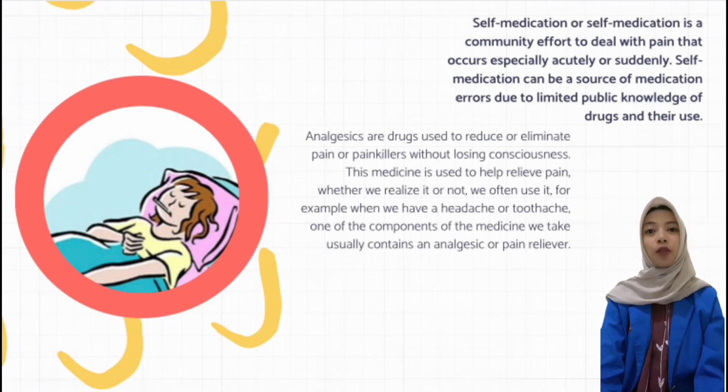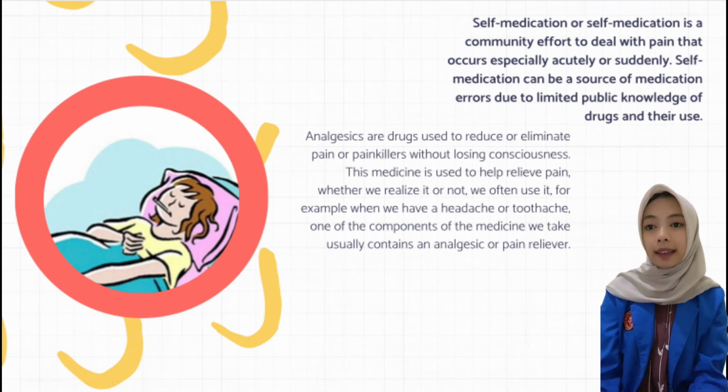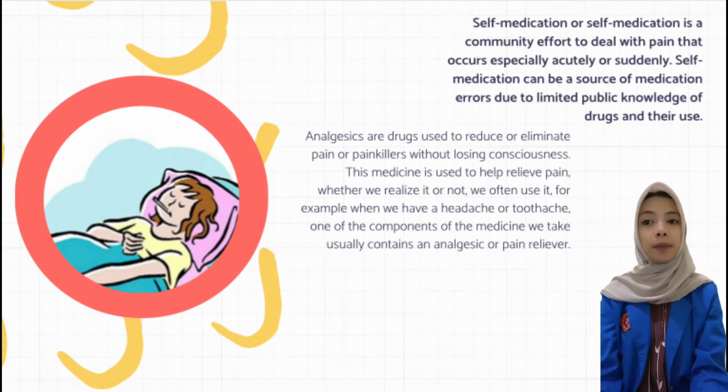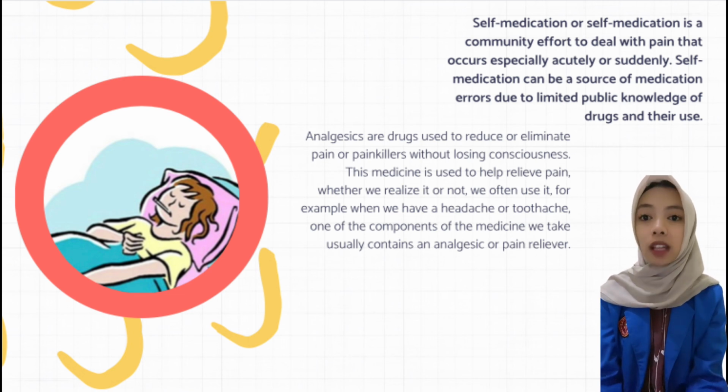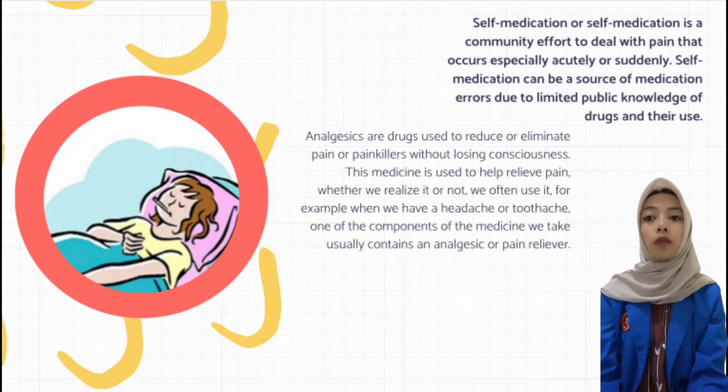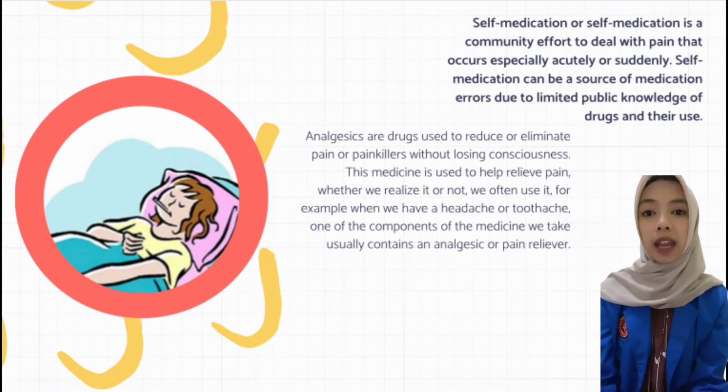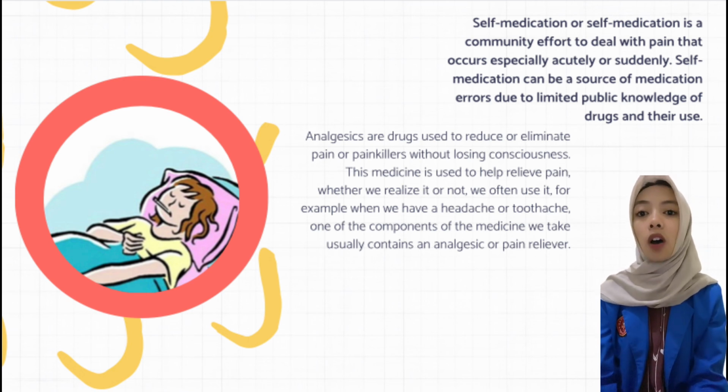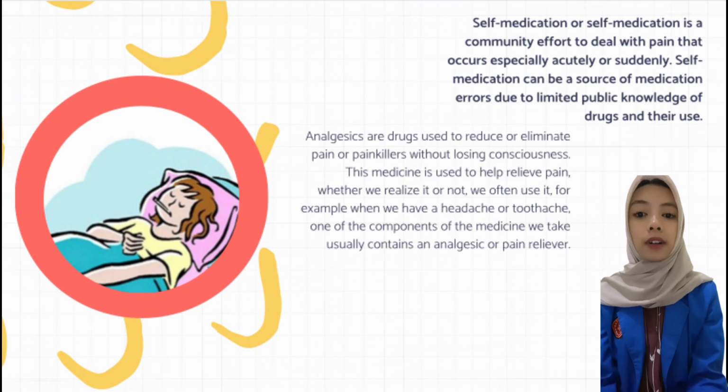Self-medication is a community effort to deal with pain that occurs especially acutely or suddenly. Self-medication can be a source of medication errors due to limited public knowledge of drugs and their use. And then, analgesics are drugs used to reduce or eliminate pain, or painkillers, without losing consciousness. These medicines are used to help relieve pain. Whether we realize it or not, we often use them. For example, when we have a headache or toothache, one of the components of the medicine we take usually contains an analgesic or pain reliever.